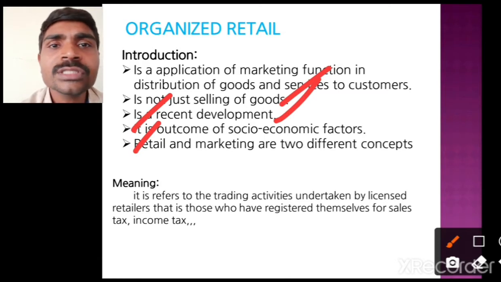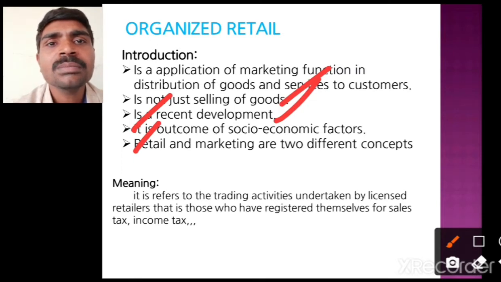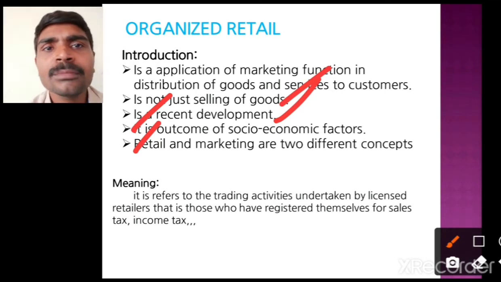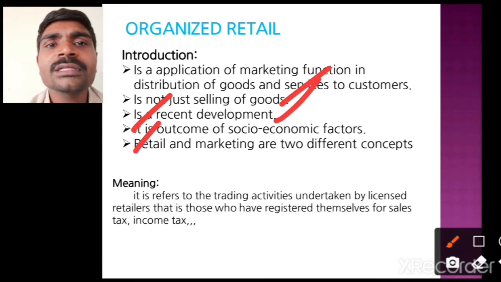With selling of goods, they are doing marketing and making the customer delighted, and it is a recent development, because as the people are changing, as per the people's expectations, we should change. Because of this, retail is moving from the unorganized into the organized manner. As we already studied in the business environment, as per the people's culture, we are shifting.